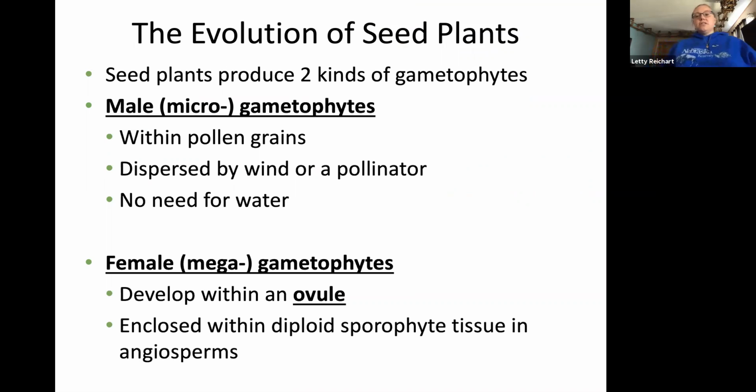Okay, now if we look at these two kinds of gametophytes, remember as we were looking at our evolution of plants in general, you start out with the mosses that are gametophyte dominant, meaning that's the thing you see. And then we move to sporophyte dominant as we continue to get more derived from the ancestral version of our plants. Most of the time, the male gametophyte is dispersed by, like I said, wind or another organism called a pollinator. Usually the female gametophyte is always going to be enclosed in the sporophyte generation of the plant. We're going to look at an example of that when we look at the structure of a flower a little bit later in this lecture.